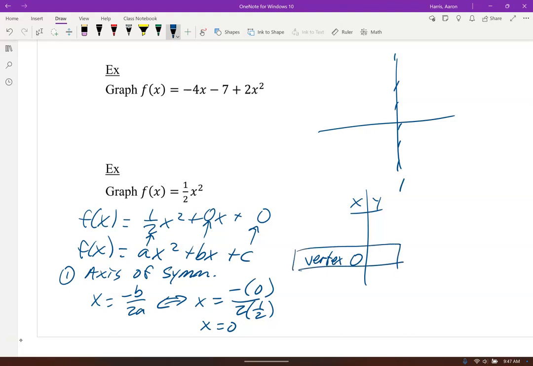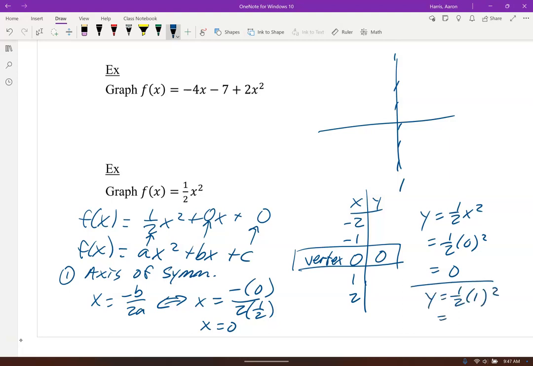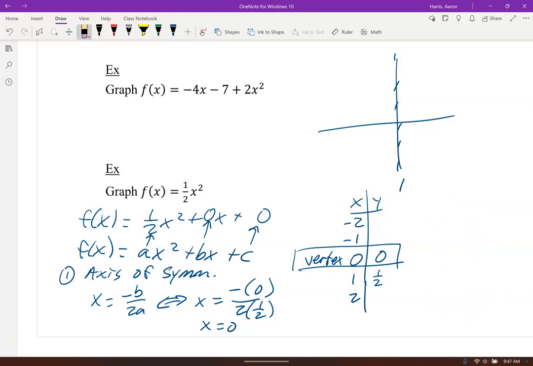And then we'll go to the right a couple, go to the left a couple, and let's plug those points in. Plug the 0 in first. 0 times anything is 0. Now let's throw the 1 in. 1/2 times 1 squared. Well, 1 squared is 1. 1 times 1/2 is 1/2. Throw the 2 in. Half of 4 is 2. Throw in the -1. Throw in the -2.